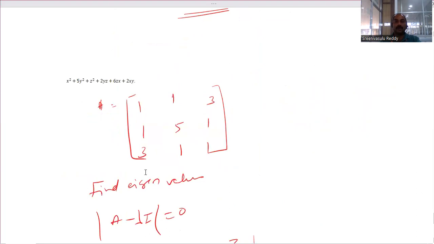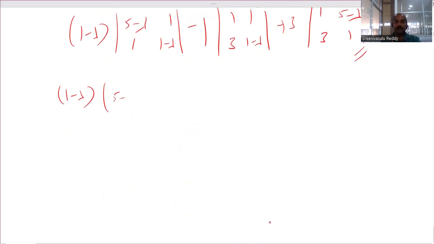It is better. My suggestion: some people do this by the factorization method also. Is there any factorization between x, y using x, y whole square like that? It takes more ideas and more analysis to do it this way. So my suggestion is that it is better to convert into matrix form and find the eigenvalues. Check whether they are all positive or all negative, and decide. So 5 minus lambda, 1 minus lambda, 1.